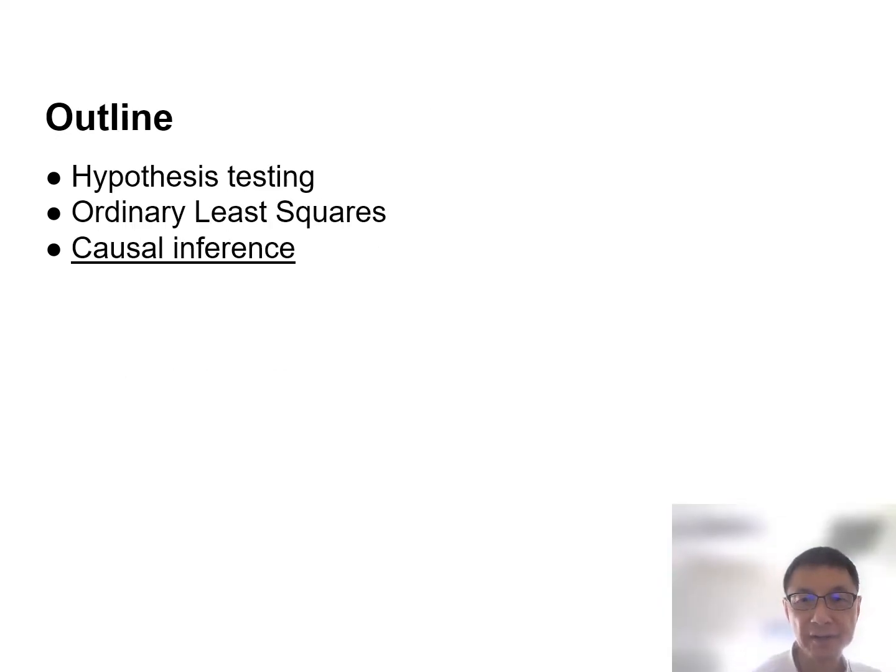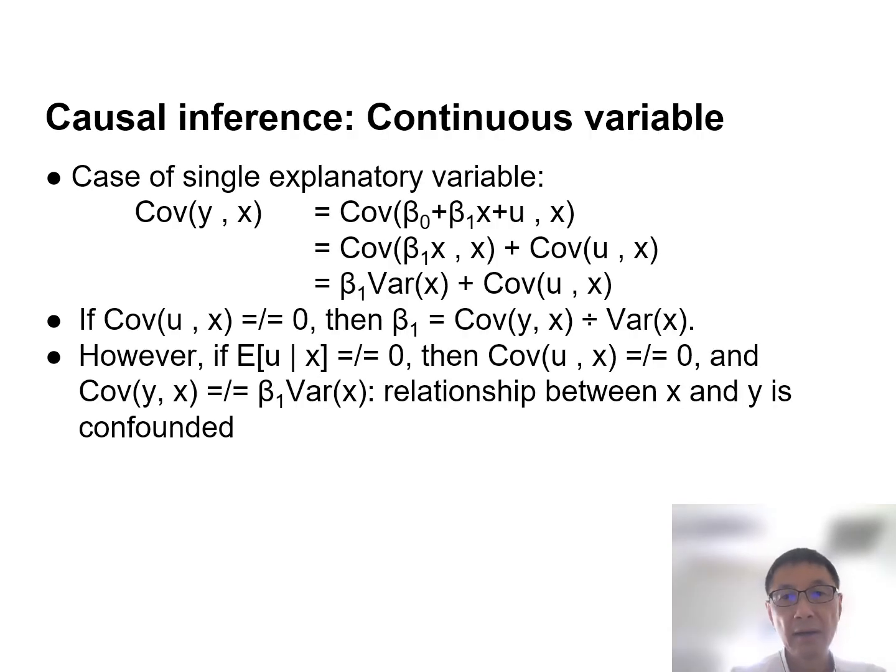Having reviewed the concept of hypothesis testing and then introduced the method of ordinary least squares, the final topic in the review of econometric methods is the concept of causal inference, which is what can we conclude from the data and estimates. Let me present the concept of causal inference first in the case of a continuous explanatory variable, and narrow down to the case of a single continuous explanatory variable.